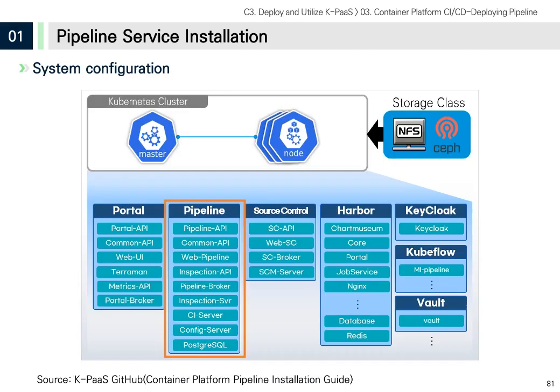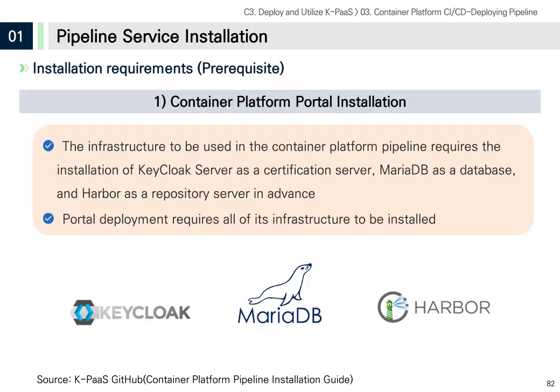The picture in the textbook is the system configuration of the pipeline service. Let's check the prerequisites for pipeline service installation. There are 3 infrastructures used by the container platform pipeline. You need to install the Keycloak server, which is an authentication server, MariaDB, which is a database, and Harbor, which is a repository server, when you deploy the container platform portal.